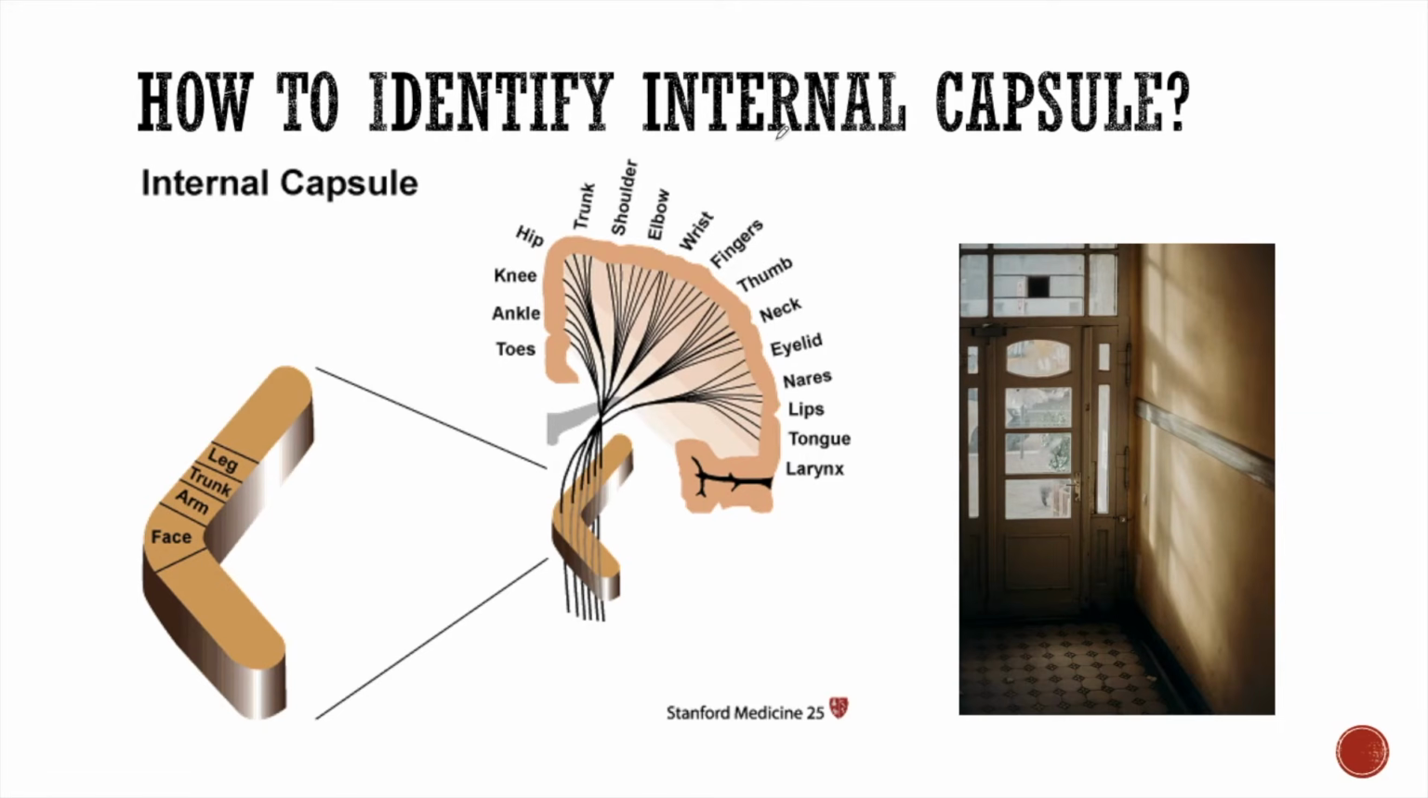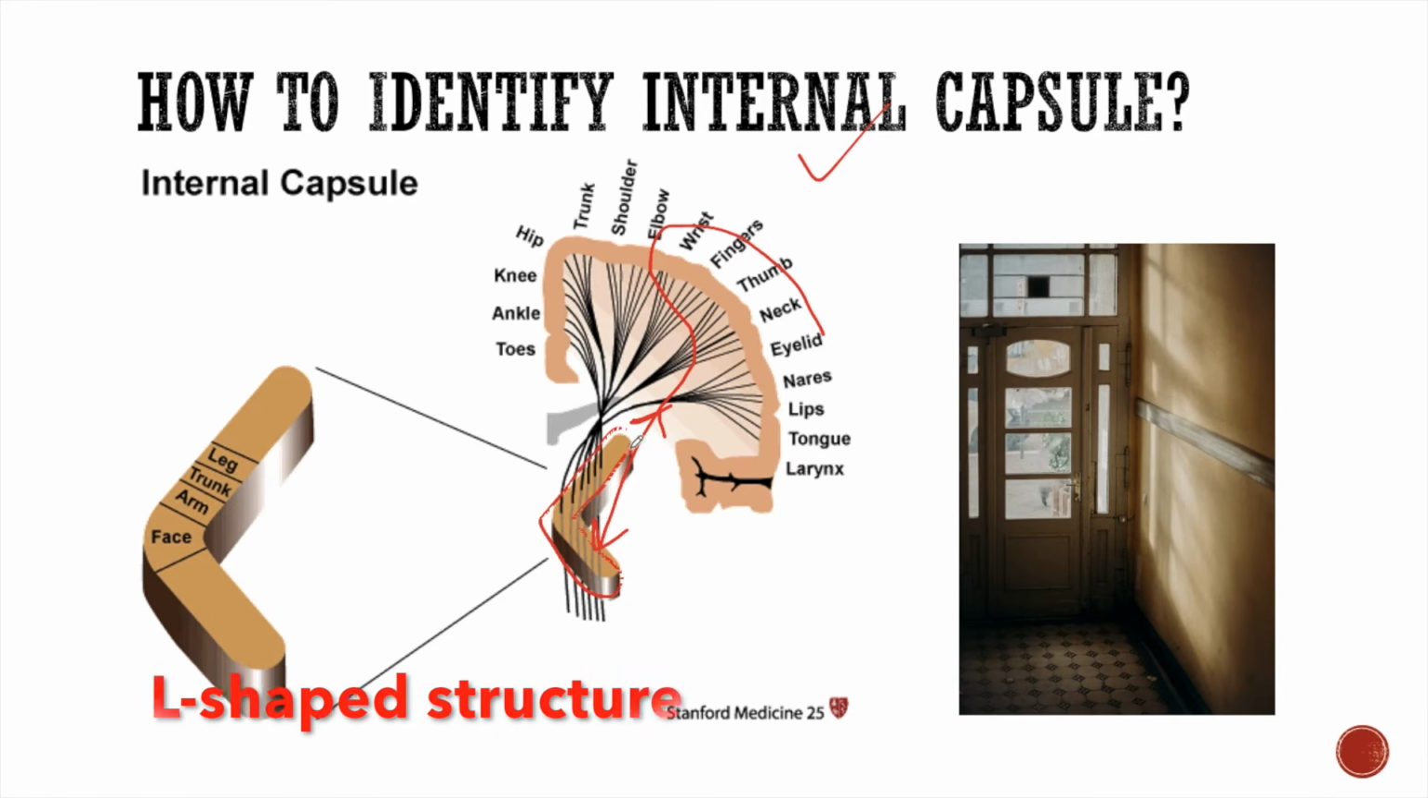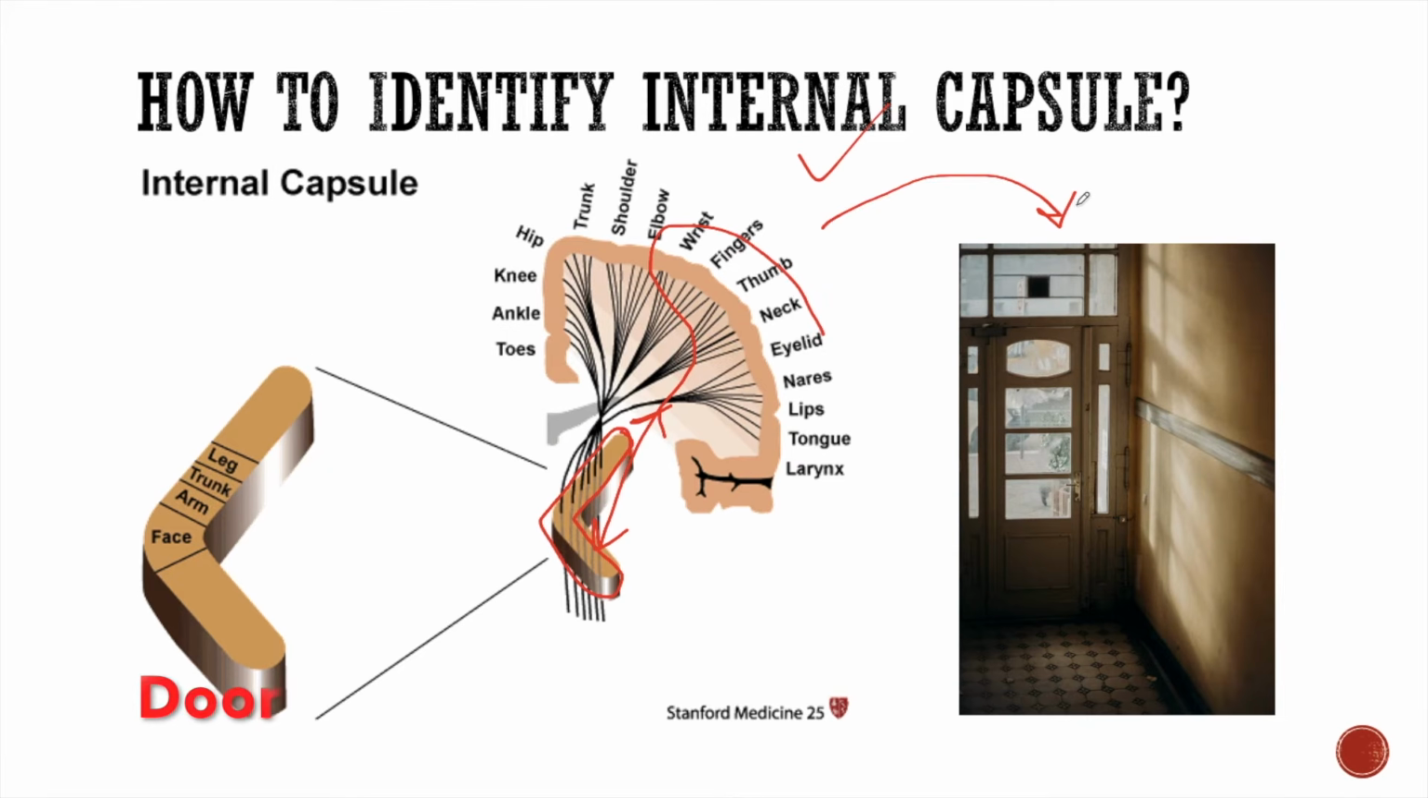How do we identify internal capsule? As we can see in this image, information is transferred from the brain to the spinal cord or from the spinal cord to the brain via channels. These channels consist of axons, and these axons converge into an area which is an L-shaped structure, known as the internal capsule. This acts like a door which communicates between two important rooms. So this L-shaped structure is the internal capsule.